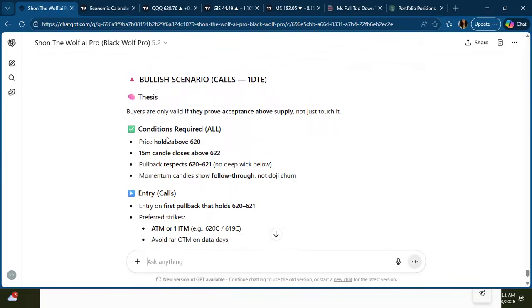Conditions required for a bullish thesis. One, price needs to hold above 620. Notice that it says conditions required and it says all. So just keep in mind, you want to let the conditions check themselves off.